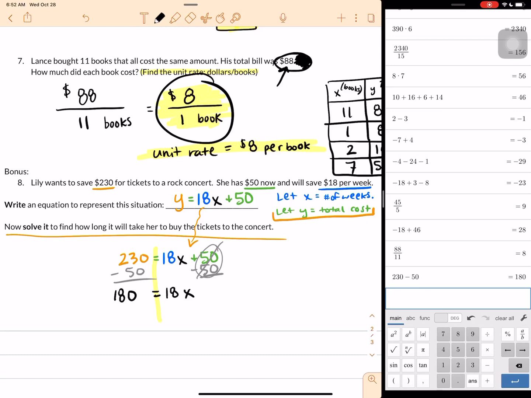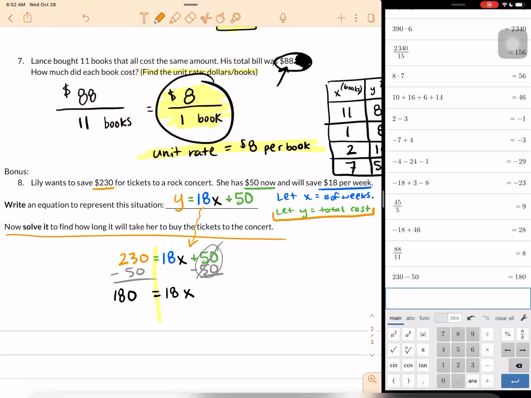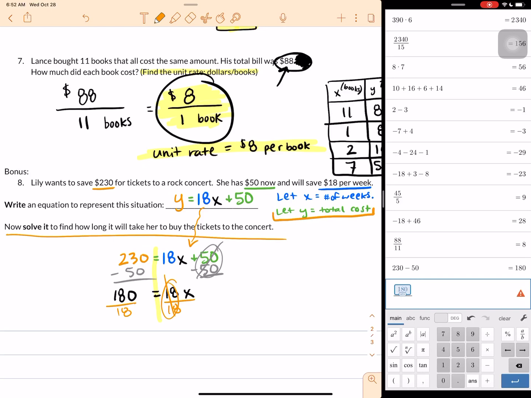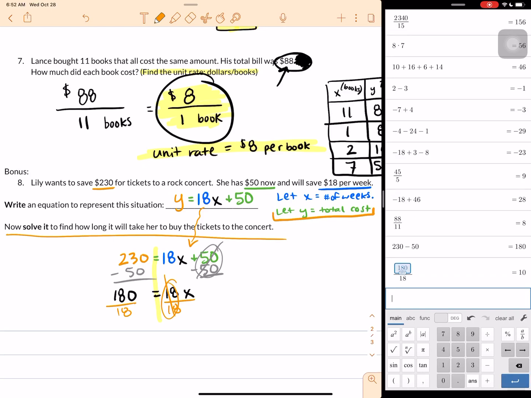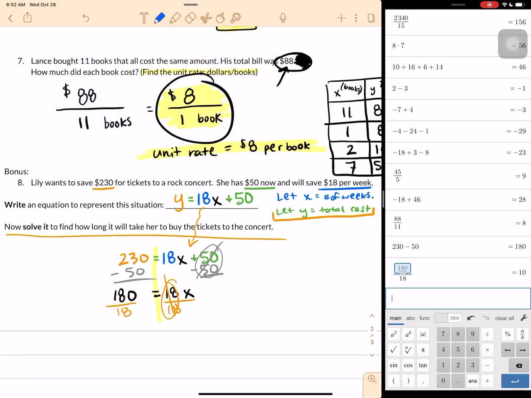Well, if we divide 180 by 18, it splits it up evenly. How many weeks will it take us to save up $180? Well, if we were to divide this by 18, we get 10. Okay? So here, our number of weeks, X, equals 10. 10 weeks. And that's our answer.